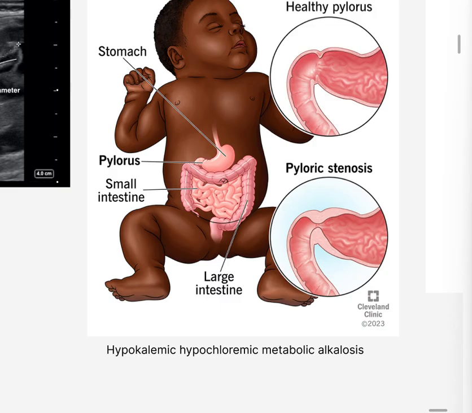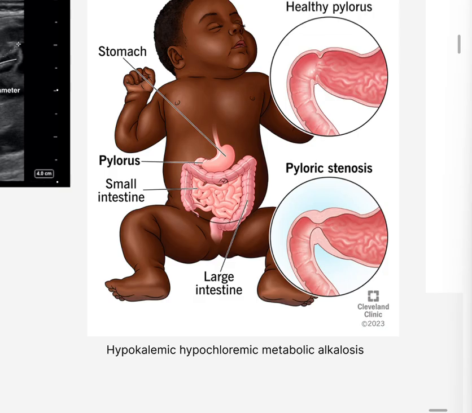Now, we need to understand the hypochloremic part also. What is gastric acid? Gastric acid is basically HCl, which is hydrogen ions and chloride, right? So the vomiting does not selectively remove the hydrogen ions, it removes both. It removes the hydrogen and chloride ions. So you cannot really lose the acid without losing chloride. So chloride is also lost.